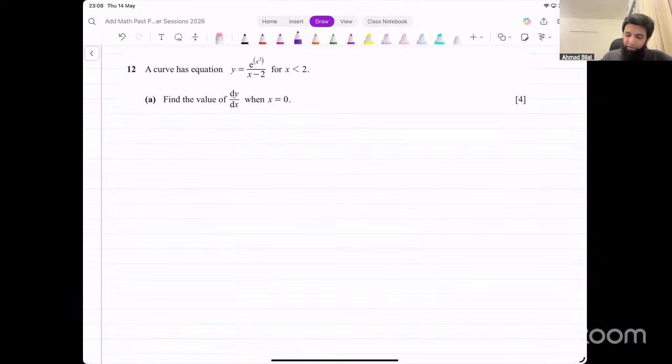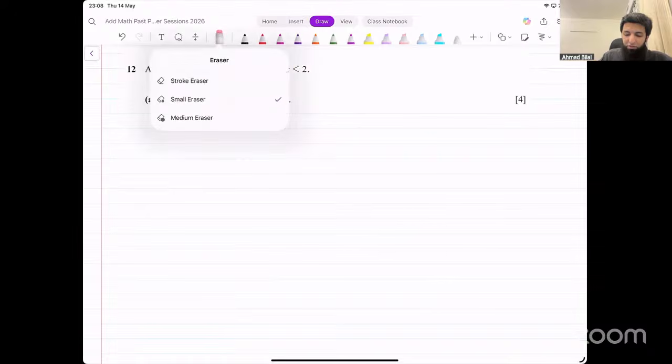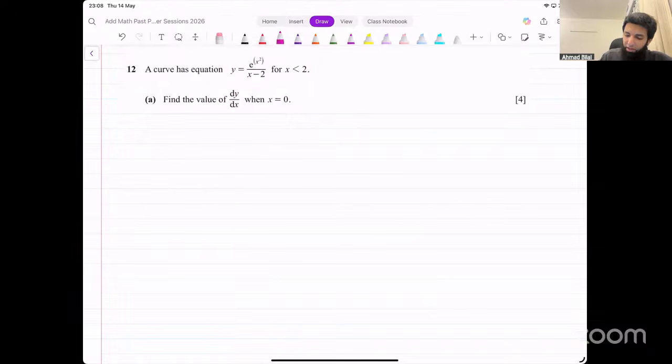Find the value of dy over dx when x is equal to 0. How do you differentiate it? It's a quotient, it's a fraction. We can use the quotient rule for this, right? What's the quotient rule? vu dash minus uv dash divided by v squared.